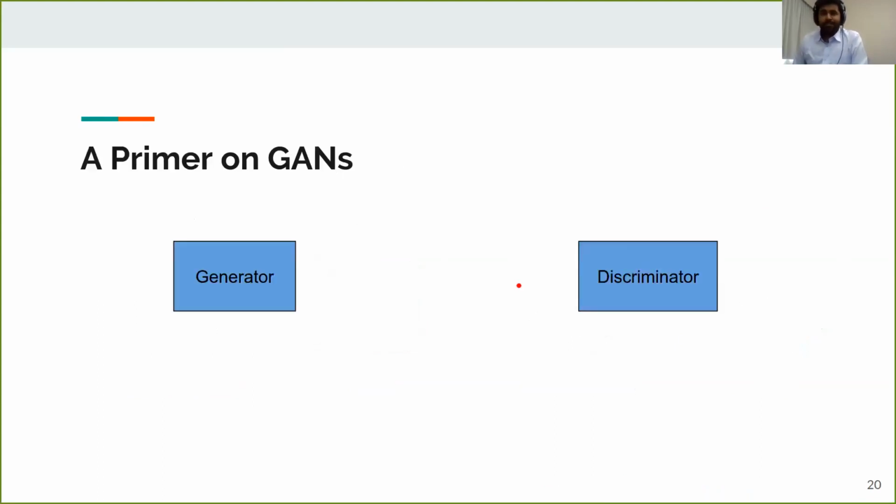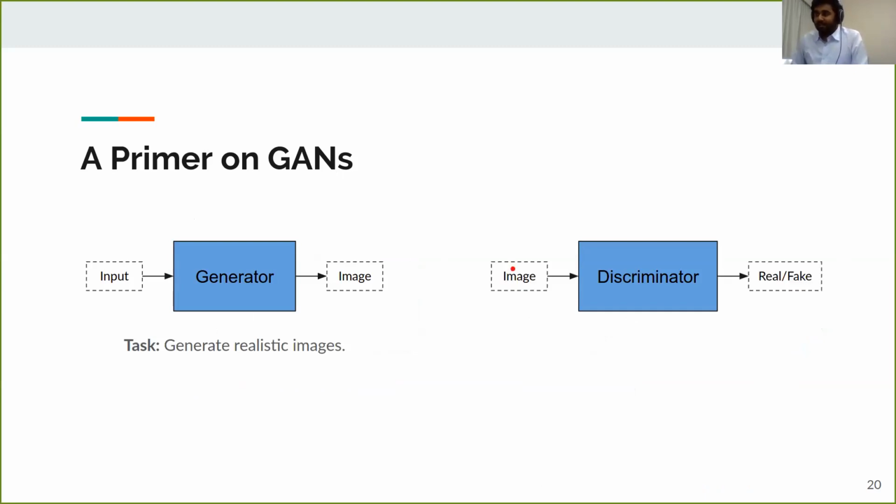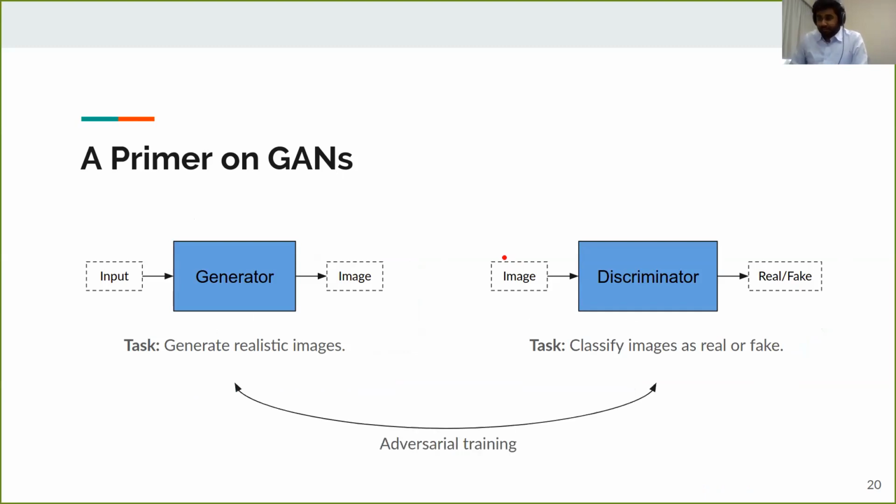We present a very brief primer on GANs. A GAN consists of two blocks, a generator and a discriminator. A generator takes input and produces an output, and it's tasked with generating a realistic image. A discriminator, on the other hand, takes an image as the input and classifies that image as being real or fake. And these two blocks are trained in an adversarial manner.